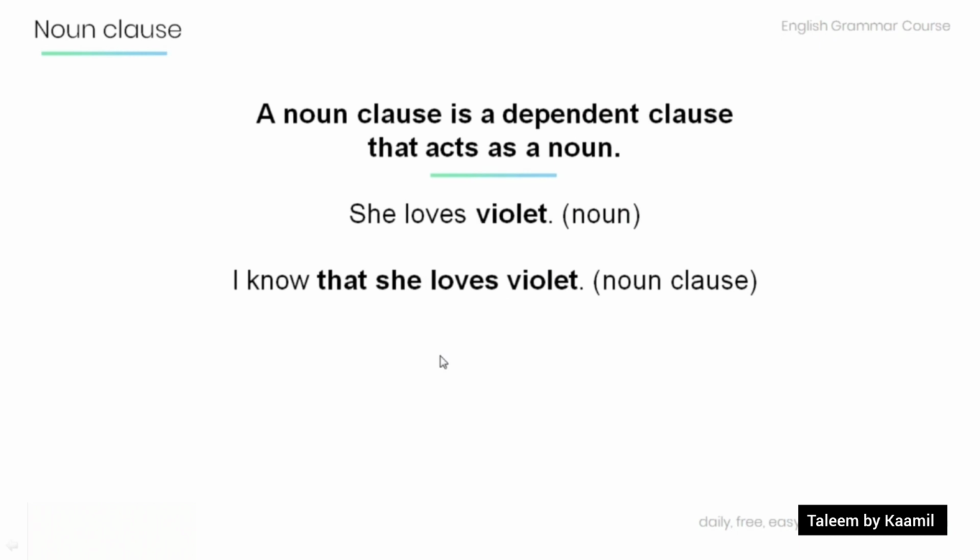Now, a noun clause is a dependent clause that acts as a noun. Have a look at the example below. She loves Violet. Now, Violet is a noun, but in this sentence, I know that she loves Violet. This is a noun clause.